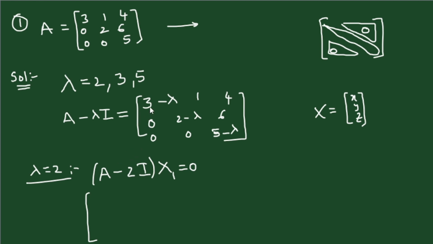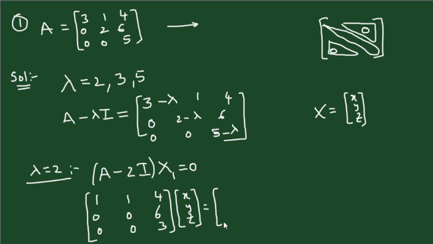So we need to subtract 2 from the principal diagonal elements. It is 1, 1, 4. After subtracting 2 from diagonal elements, 0, 0, 6, 0, 0, 3, multiplied by x1, which is xyz. You will get 0, 0, 0 here, because 0 is nothing but the 0 matrix here.